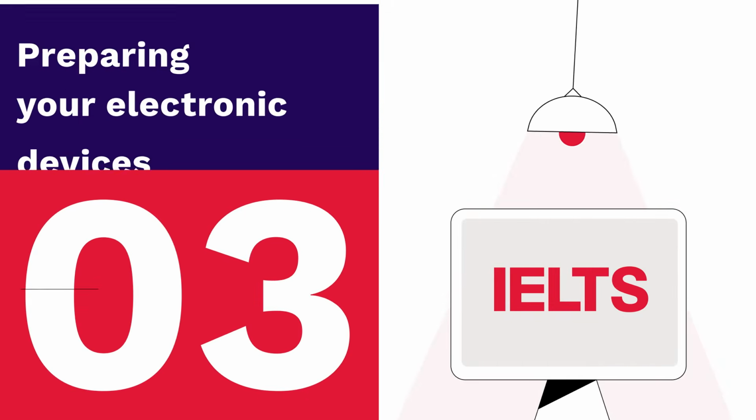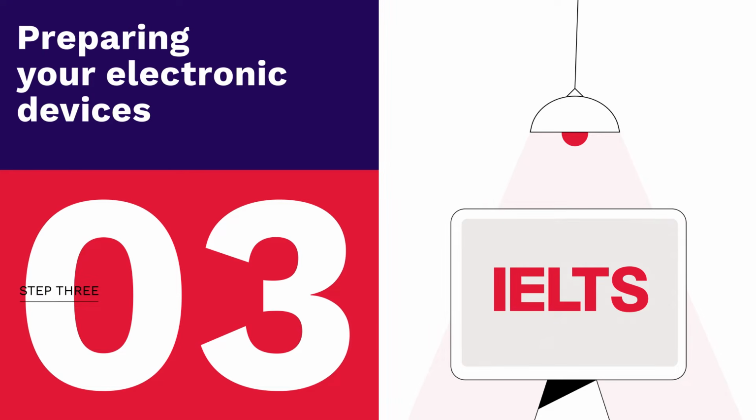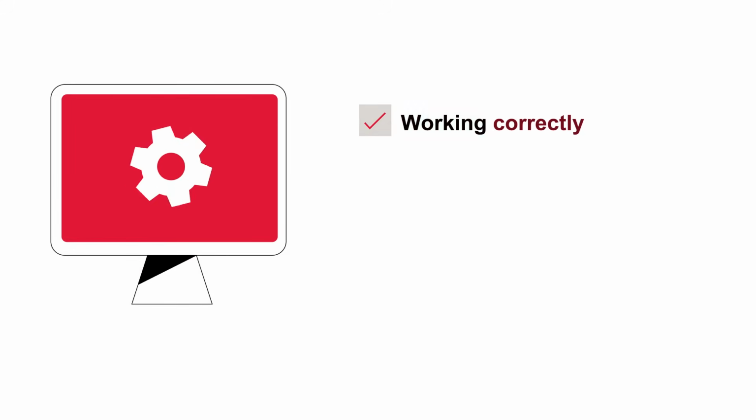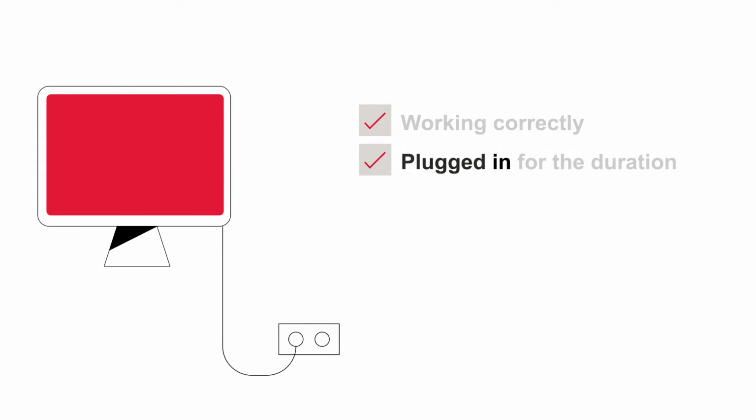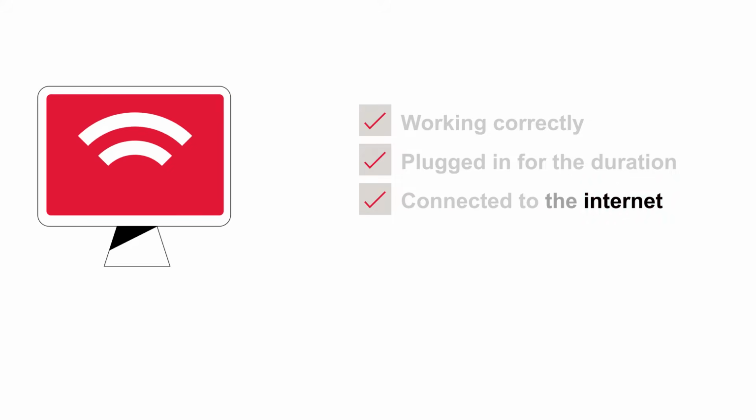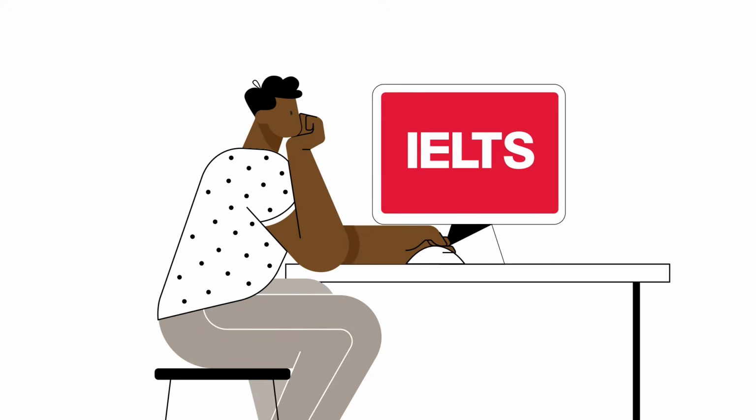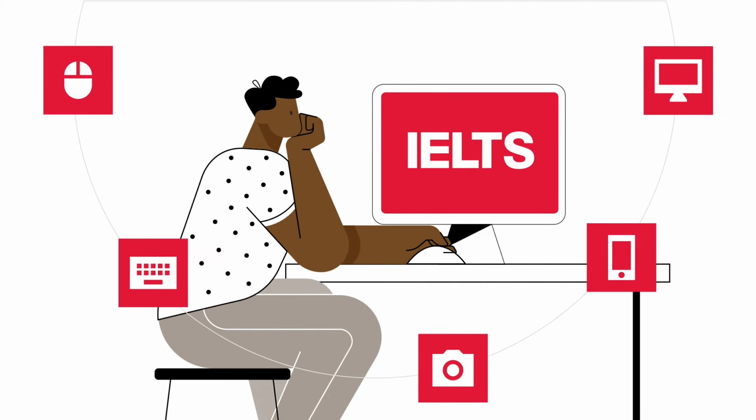Step 3. You need to prepare your electronic devices. Check that your devices are working correctly, plugged in, and connected to the internet with a stable connection. Mobile hotspots are not allowed. The only electronic devices you should have in the space are a computer. This can be a laptop or desktop with a wired or inbuilt microphone and speaker.